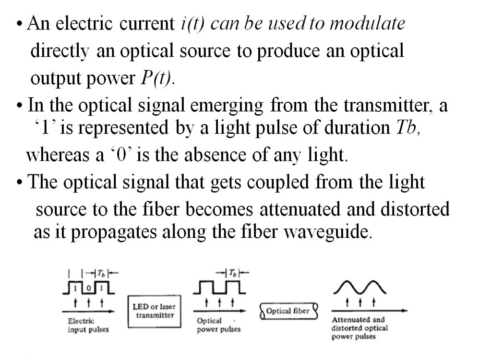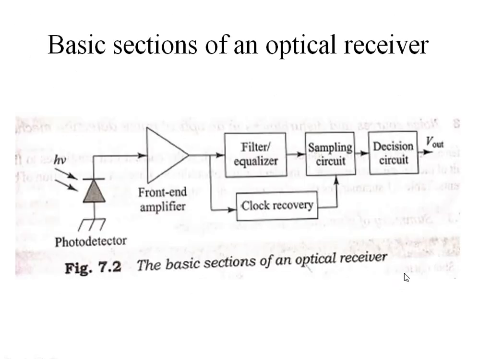The optical signal that gets coupled from the light source to the fiber becomes attenuated and distorted as it propagates along the fiber waveguide. Now here we have the basic sections of an optical receiver. Upon arriving at the end of a fiber, a receiver converts the optical signal back to an electric format.